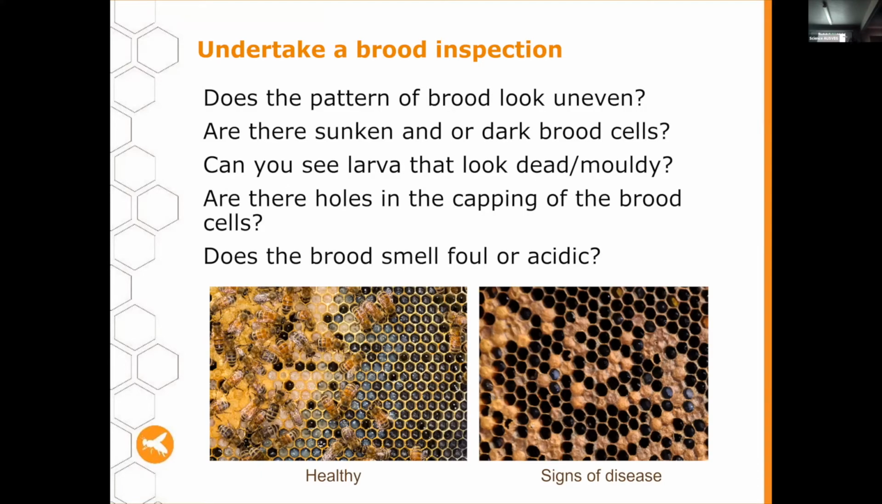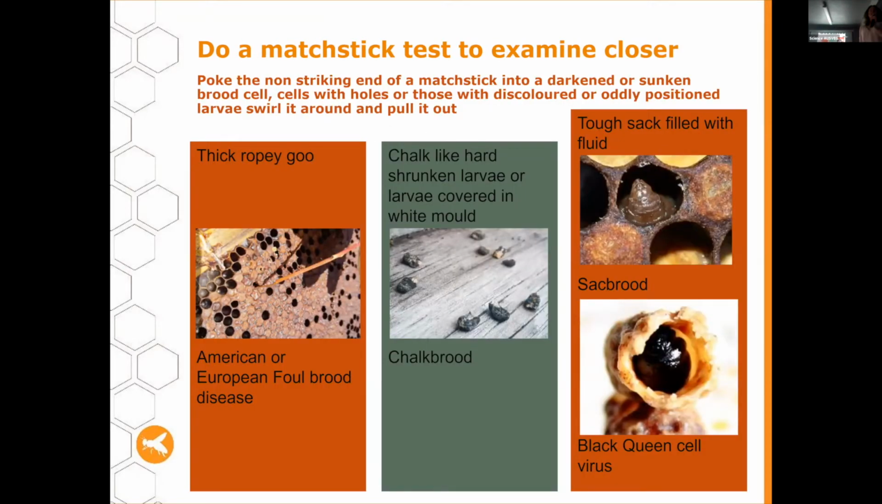If the cell cappings are dark or sunken, that's an indicator you should look more closely. If you see the larvae and they don't look pearly white and lying on their side, then look closer. If they are discoloured or mouldy or dead, again, that's a sign you might have a pest or disease. And finally, if there's a bad smell in your hive, like a rotten orange or a dead animal, that's another indicator. Look a little closer. If you see any of those things, grab a matchstick and any cell that's a bit dodgy, so if it's got a hole in it or if it's sunken or dark, stick that matchstick in, dig it around and see what comes out.